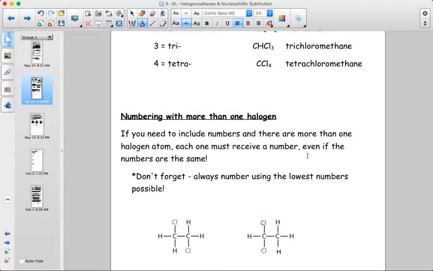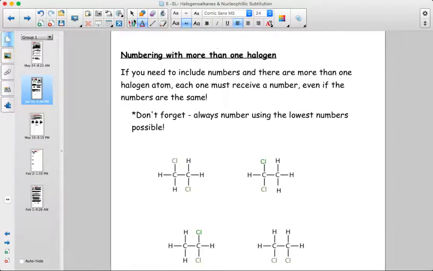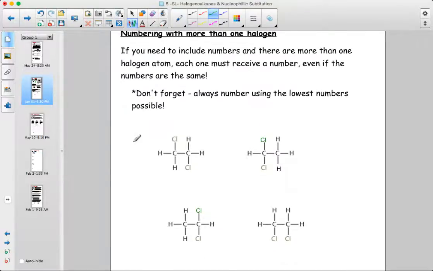And so if you're numbering with more than one halogen, you need to make sure that you assign a number to every single one, even if they're on the same carbon atom. And always use the lowest number possible. So here, they're on different carbons. So no matter which way I number it, 1, 2, or 1, 2, I'm going to have 1,2-dichloroethane. In this one, I could either number it 1, 1 or 2, 2, depending on how I want to number the chain. And I think 1, 1 is a better choice. So this would be called 1,1-dichloroethane.